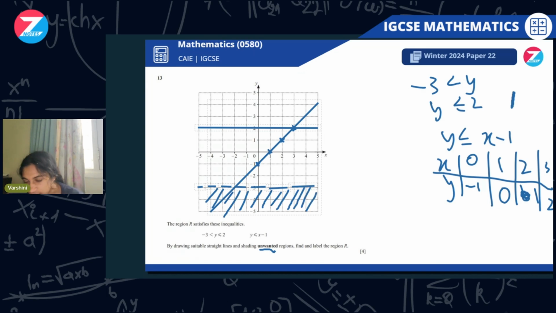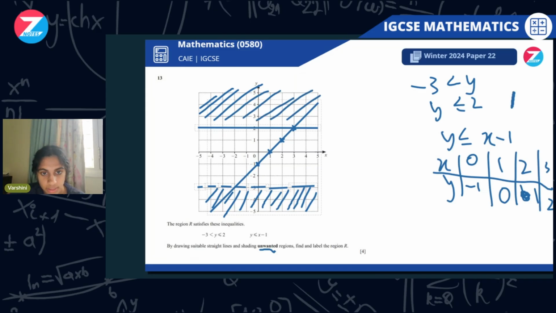Okay, so for the next one, y smaller than or equal to 2. So this is y is 2, and we want it to be smaller than or equal to. So it needs to be down. So 1 over here, down, again, it's getting smaller. So it needs to be over here. We don't want it to be greater than 2, which is 3, 4. We don't want it to get above 2. So again, we're just going to shade this region.